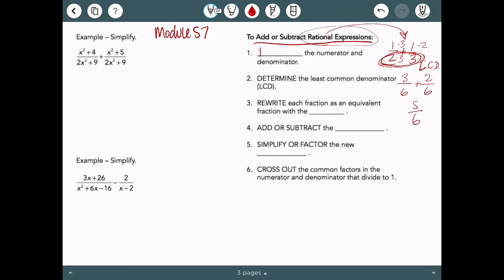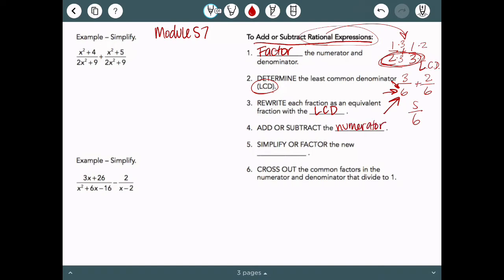So our first step, just like normal, is going to be to factor the numerator and the denominator, so the top and the bottom of the fraction, just like we have been the whole time. We're going to try and figure out what the LCD is, so we're going to figure out what's missing from each piece. We're going to rewrite each fraction as an equivalent fraction with the LCD, so that's exactly what we did here in this step where we had both the 6's on the bottom there. We're going to add or subtract the numerators, so whichever one it tells us to do.